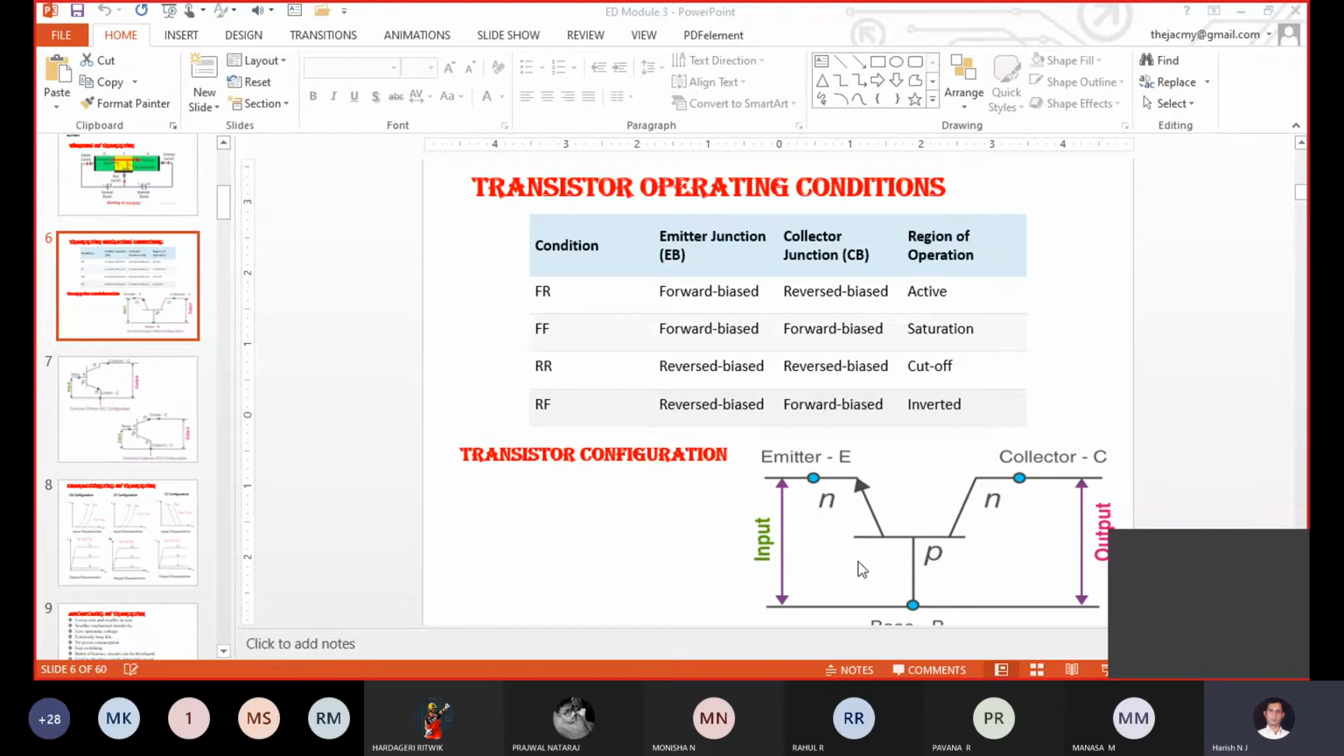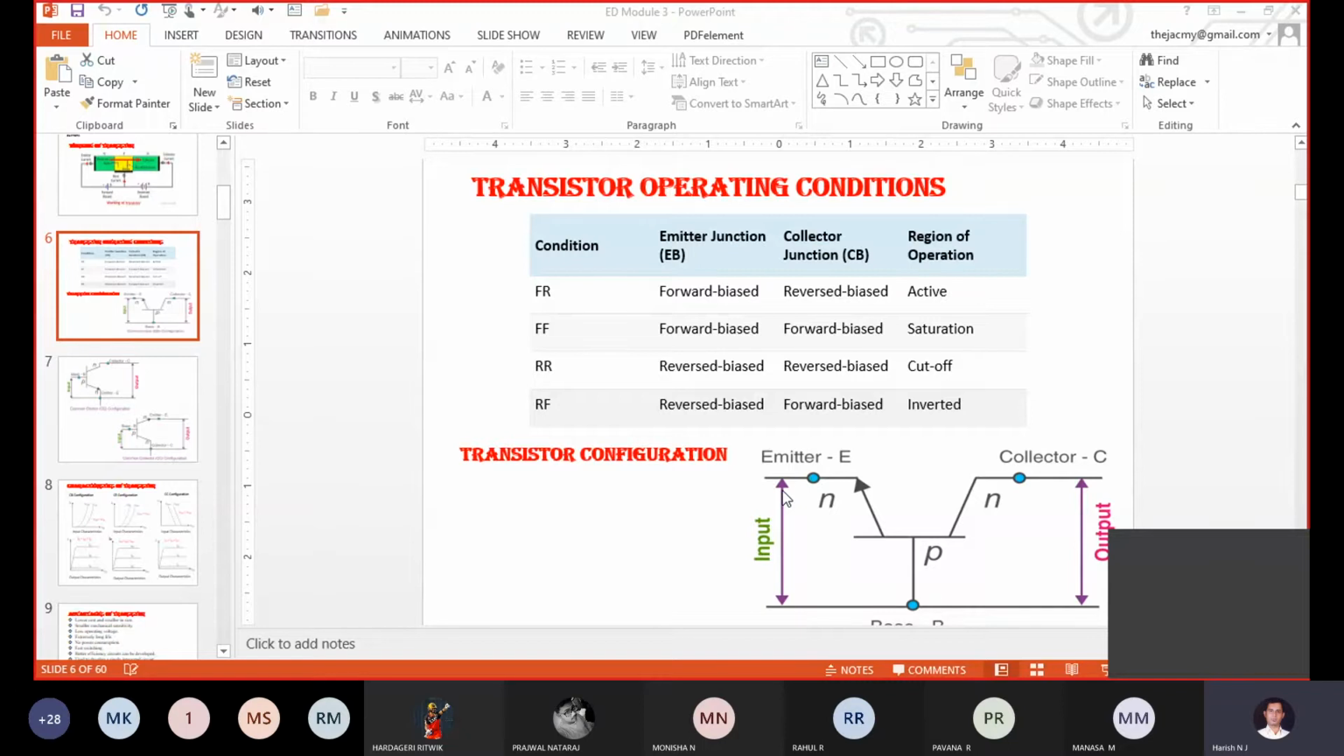In all the three configurations, the left side we will refer to as an input port, right side we will refer to as an output port, correct? The same way, whatever voltage and current flow at the input port, we call that input current, input voltage. The same way, whatever current and voltage are there in the output port, we call that output current and output voltage, correct? So here output current is IC, input current is IE, correct?